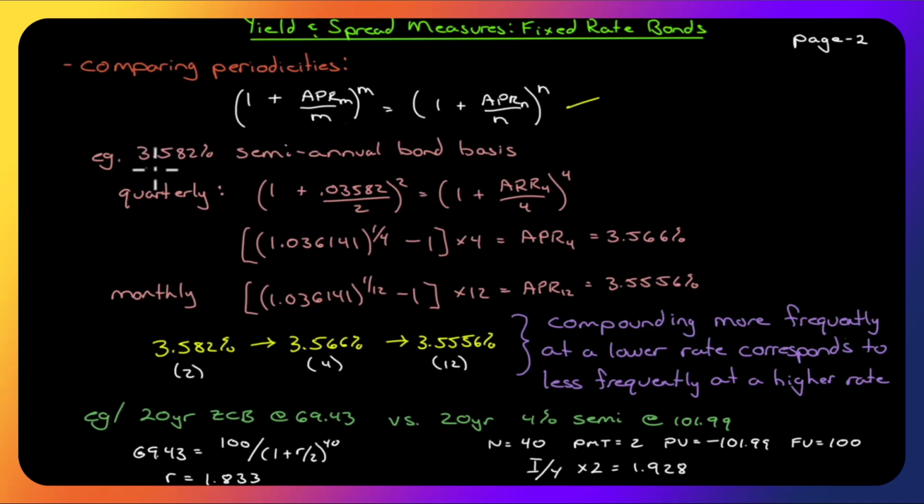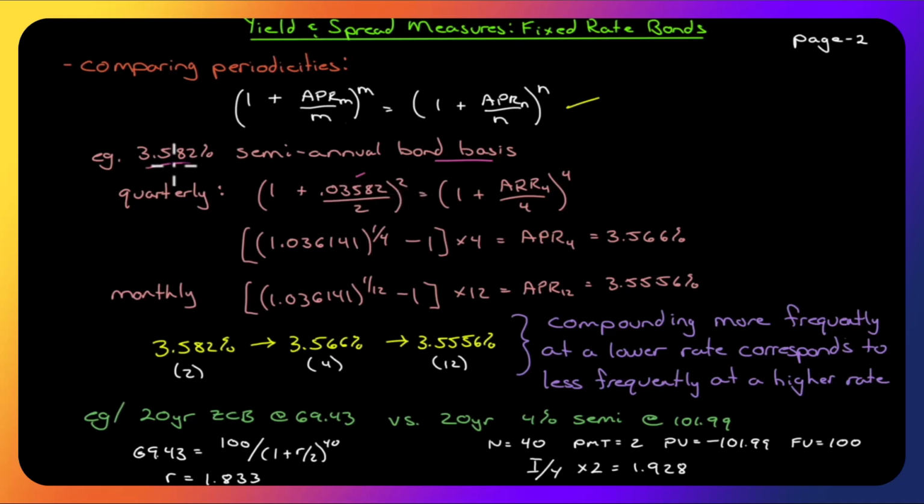So let's say we have a 3.582% semi-annual bond basis yield. We've calculated the yield on a bond. We get to 3.582%. And we want to compare that with quarterly bonds to see if it has a better yield than a quarterly bond. Well, if that were compounded quarterly and not semi-annually, what would be its yield? So look what we do in the first term. We take the 0.03582, divide by 2, and square it.